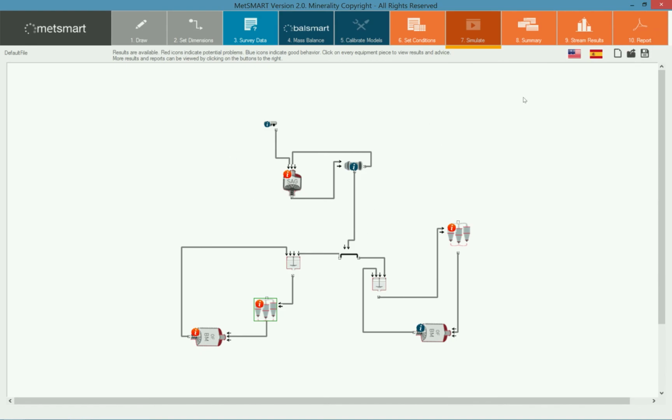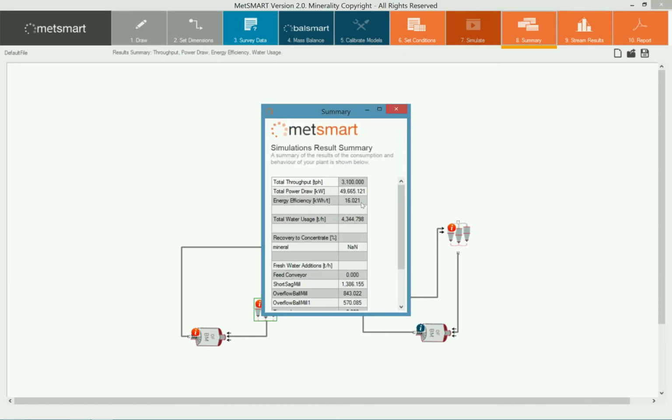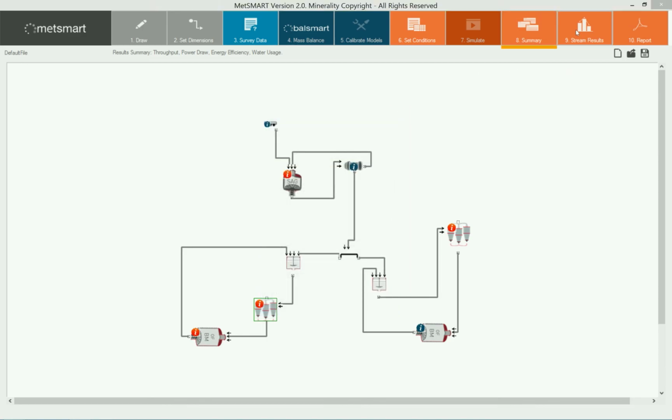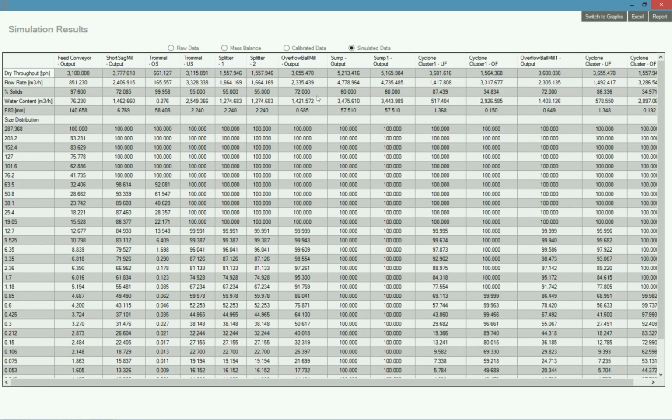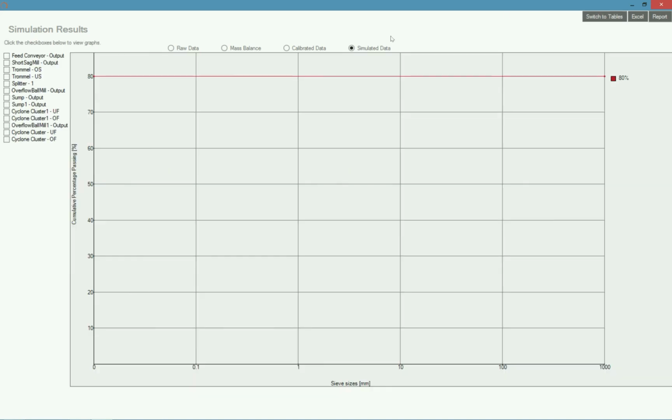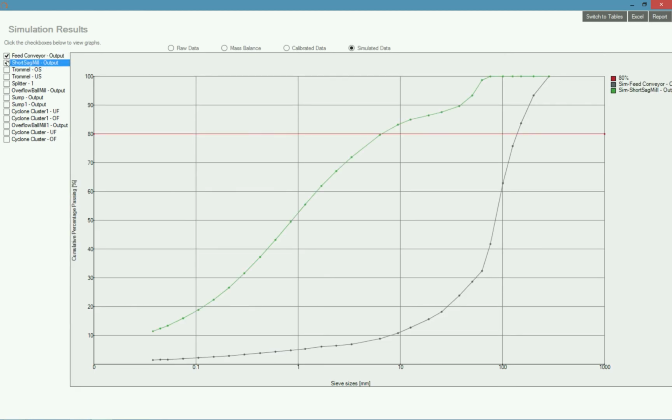After the simulation is done, we can see a full summary of the performance of the plant: what was the throughput, the total power draw, the energy efficiency, how much water was used, and how much water was added to each equipment piece. If flotation was included in this example, we would have been able to calculate the recovery to the concentrate. The stream results can be viewed in table format, but also in graphical format for each of the slurry streams. This information can be exported to Excel or to a PDF file.